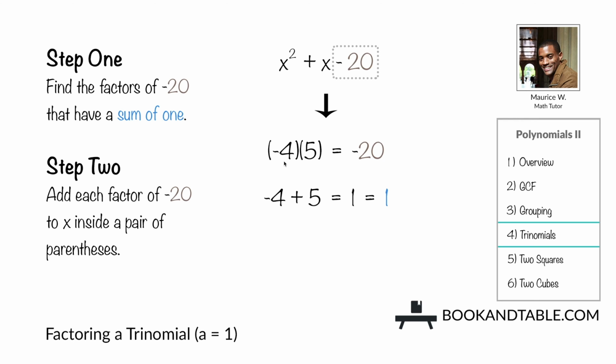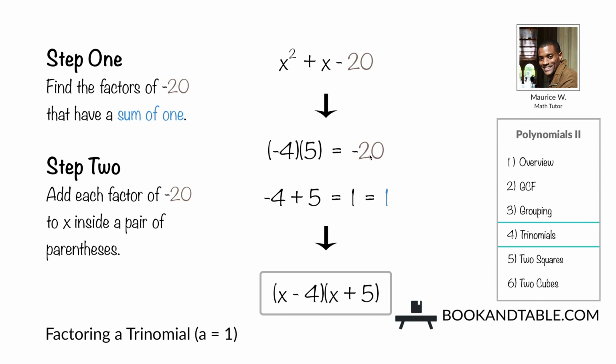But back to these. So we have negative 4 times 5, which gives us negative 20. When we find the sum of these two factors, we get negative 4 plus 5, and that equals positive 1. And that matches the coefficient of x. So now that we found the factors of negative 20, we want to add each of these factors to x inside a pair of parentheses. So we get x minus 4 as one factor, and x plus 5 as the second factor. And these are our factors for x squared plus x minus 20.